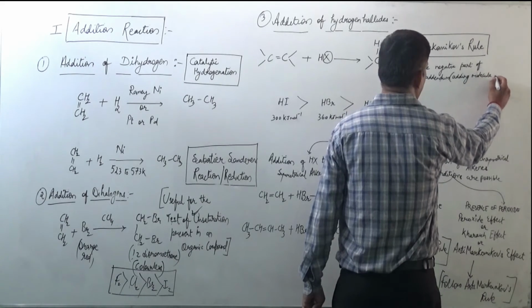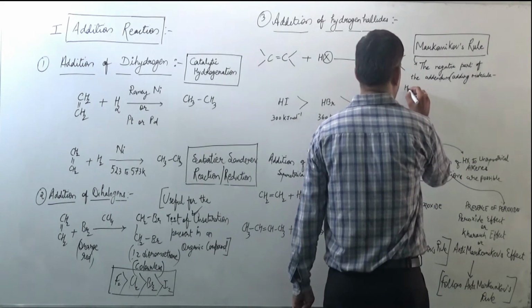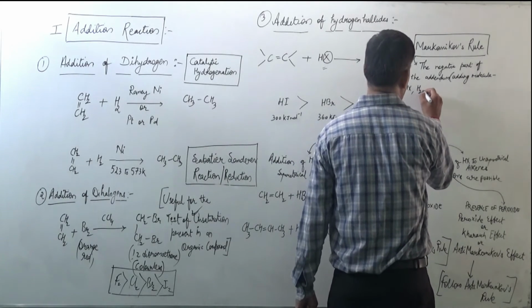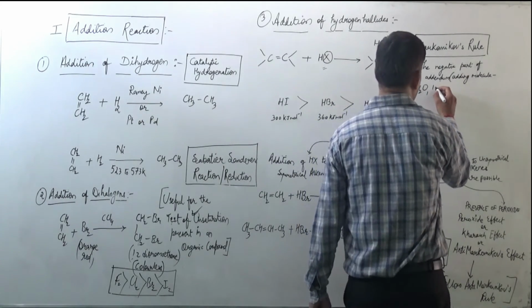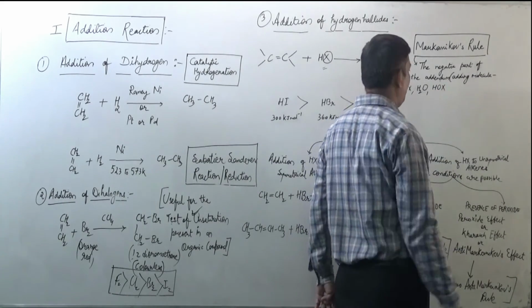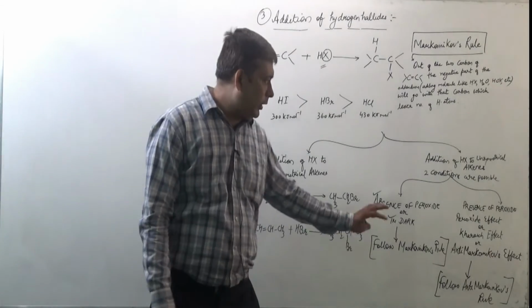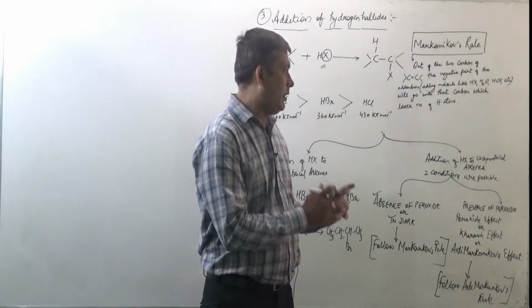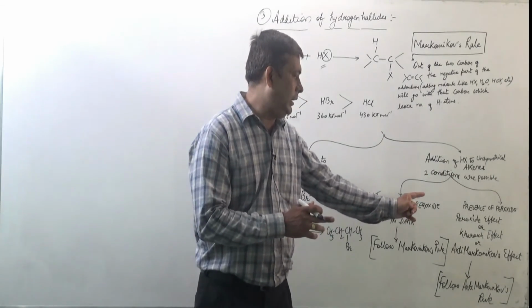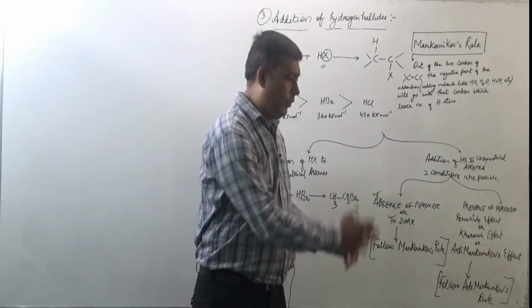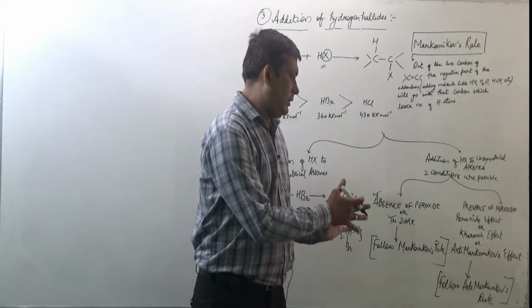It may be HX like this one, or it may be water, or it may be HOX. I am talking about the unsymmetrical alkene. Addition of hydrogen halide to unsymmetrical alkene in the absence of peroxide. Here we apply the Markovnikov rule. So let us justify this rule.